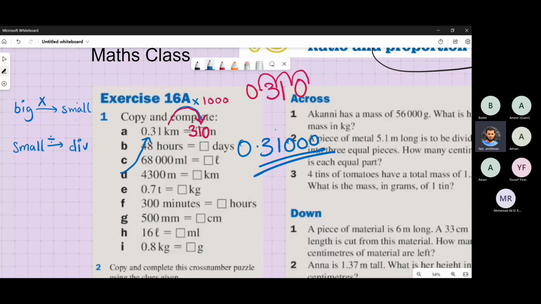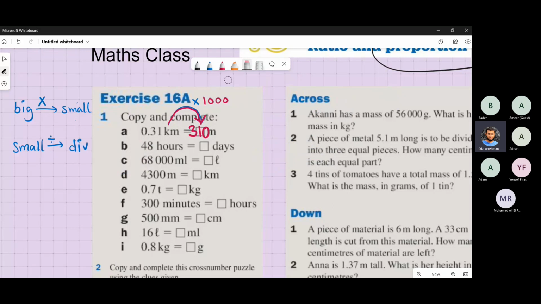Everyone, do you remember? We have to start the jumping process from the decimal. 1 kilometer equals 1,000 meters. 1 kilometer already we know is 1,000. So the final answer will be 310 meters. Is it clear to everyone? How are we getting 310? Okay, we have studied it multiple times.